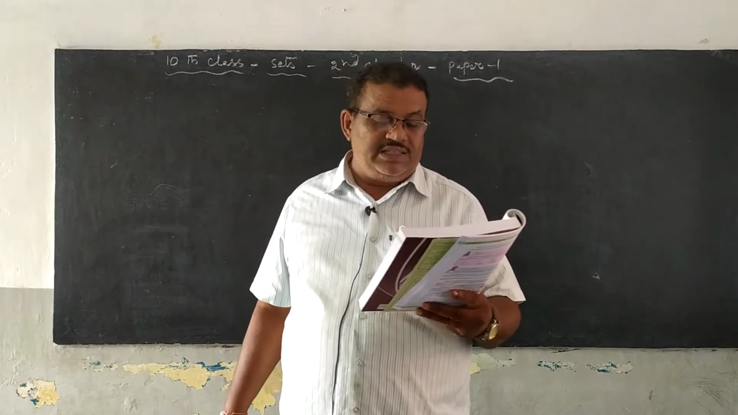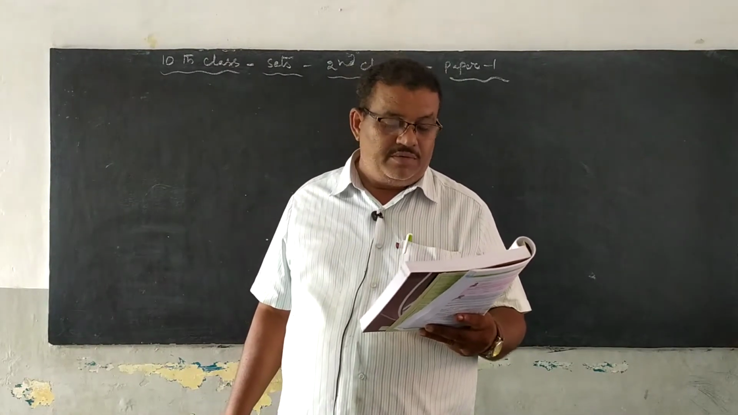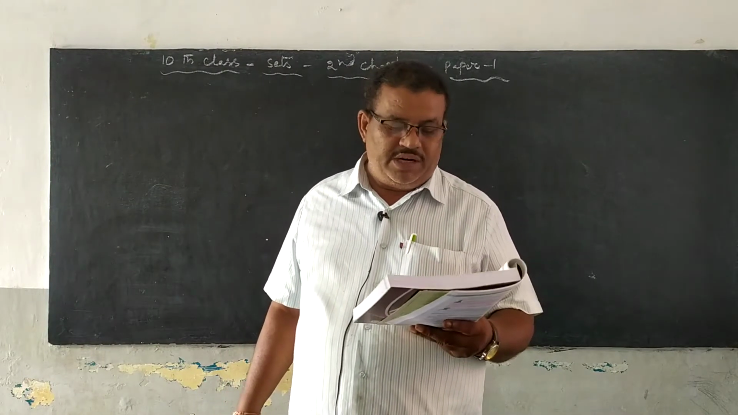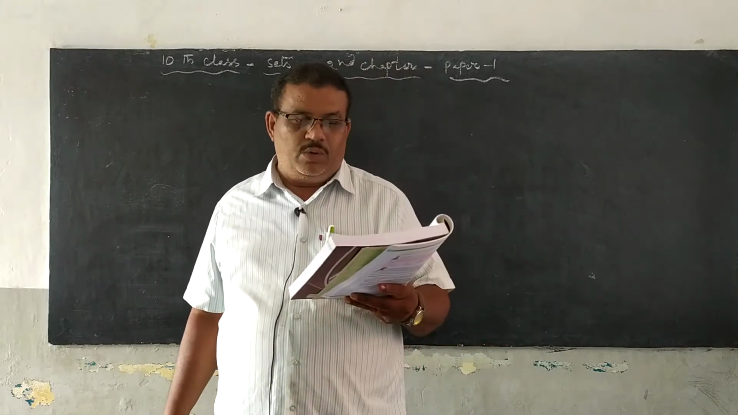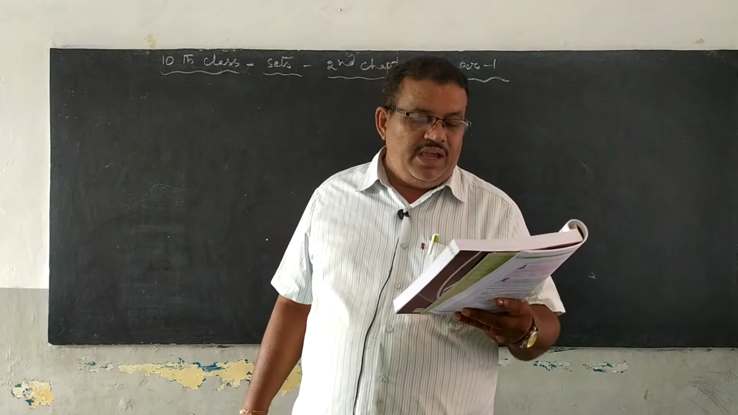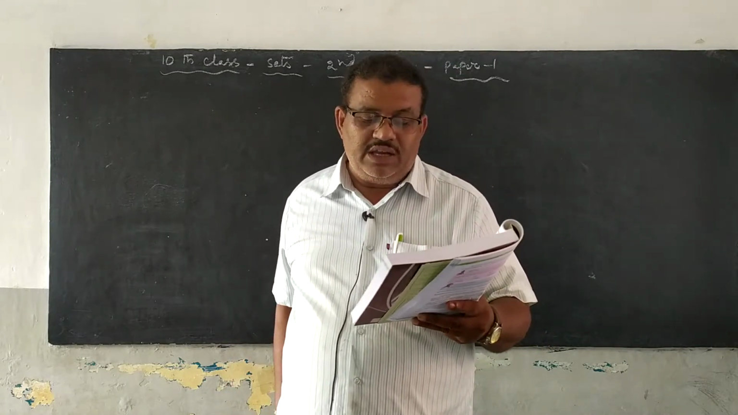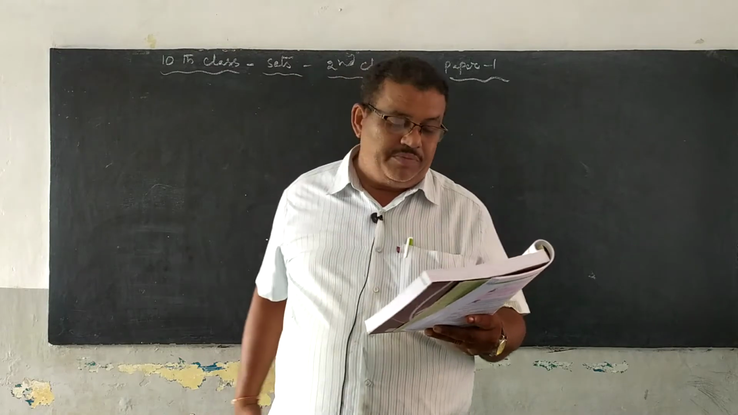Third Roman, A is the set of all factors of 12. Which of the following is not a member of A? Third Roman we didn't complete, so one more time, see the third Roman. First Roman and second Roman were already completed in the last class. A is the set of factors of 12. Which of the following is not a member of A?